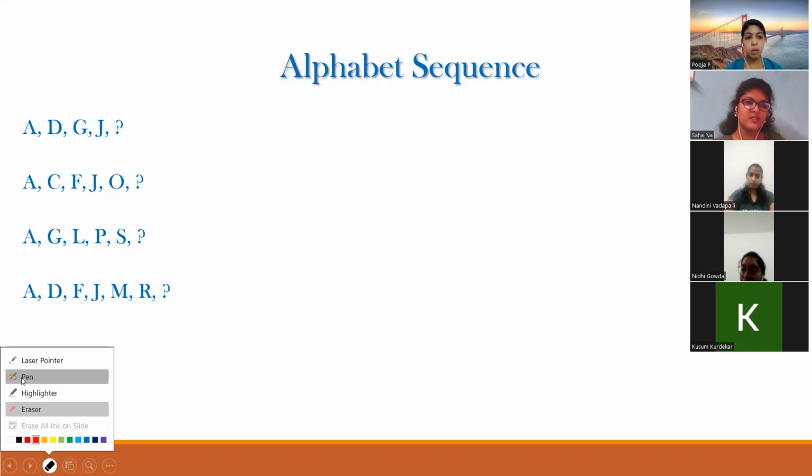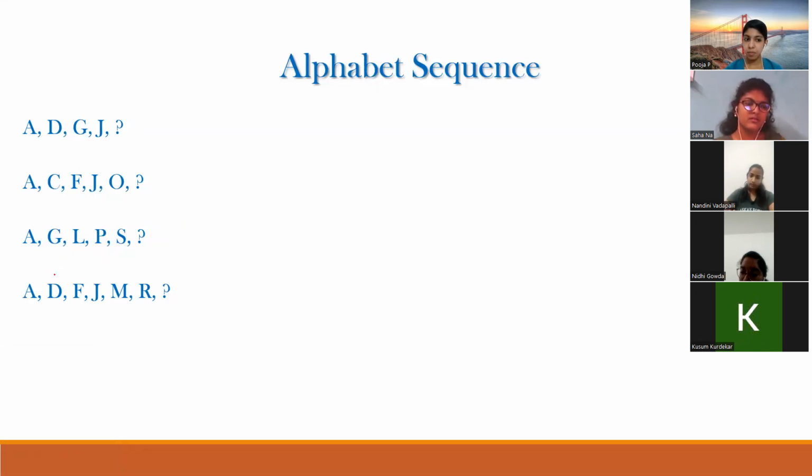So did anybody find out what is the sequence happening here? Yes, ma'am. A to D plus 4. Okay. D to F plus 2. All right. F to J is plus 5. No, no. Plus 4. All right. Plus 4. And again plus 3.